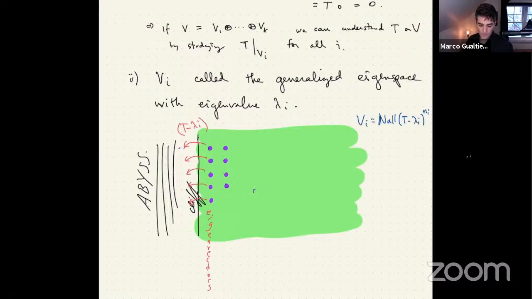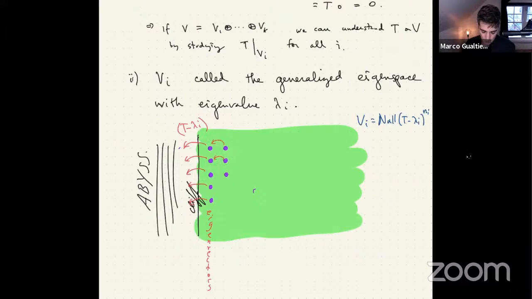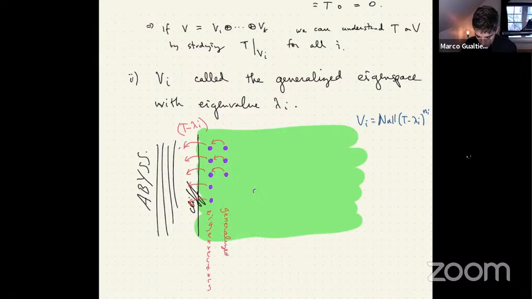But there may be some other people here who are not eigenvectors, but it takes T minus lambda two times to kill them. So after one step, they get moved to the front row. These are not eigenvectors because T minus lambda I does not kill them. Rather, all that T minus lambda I does is move them to the front, and then the next step, they will be killed. So these are generalized eigenvectors.